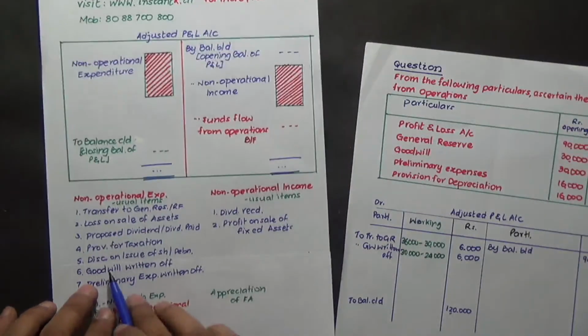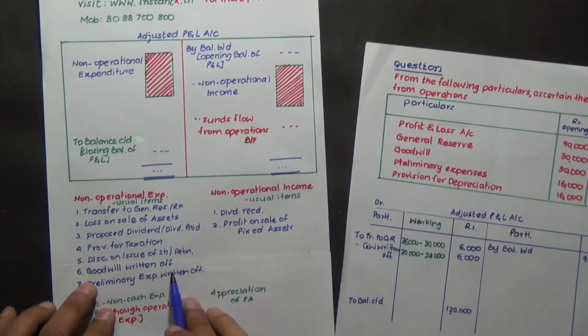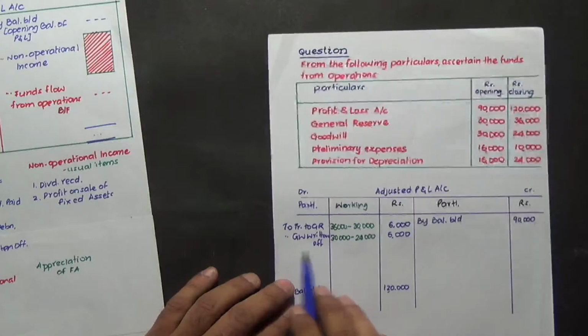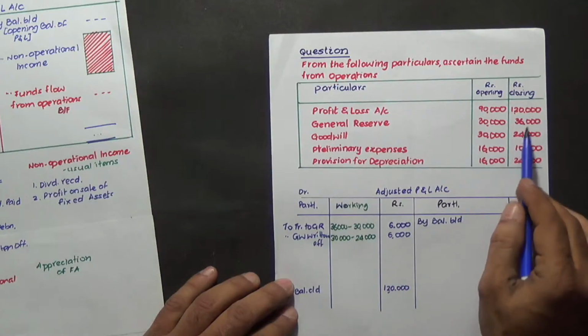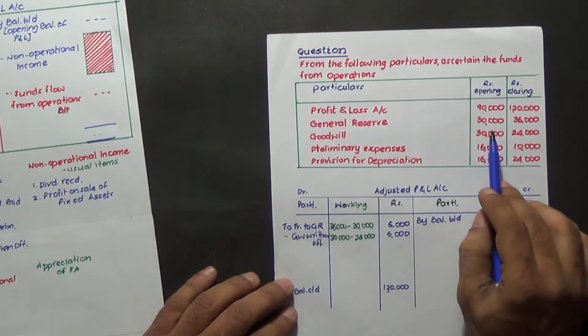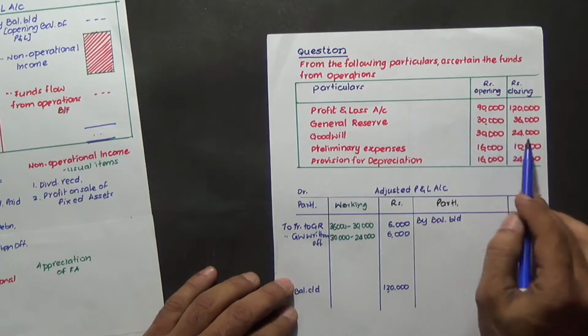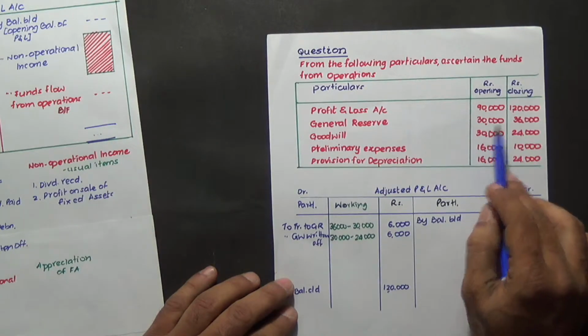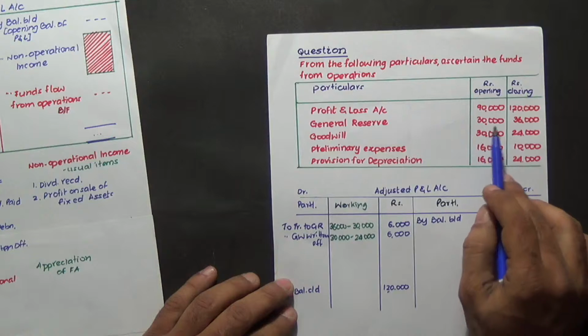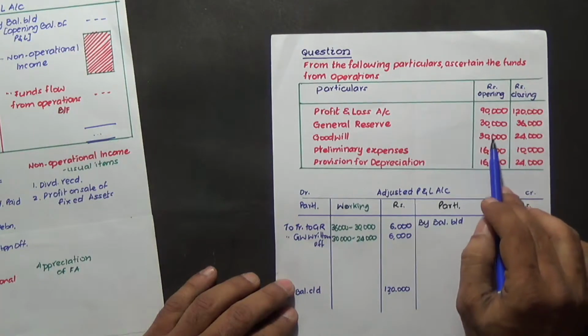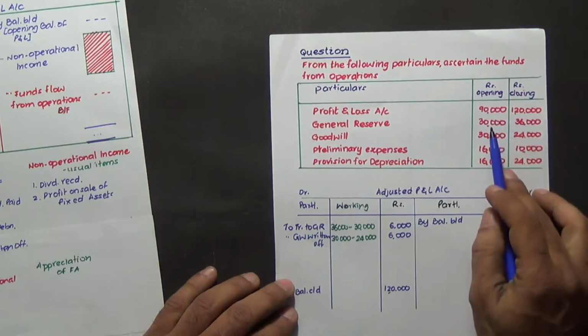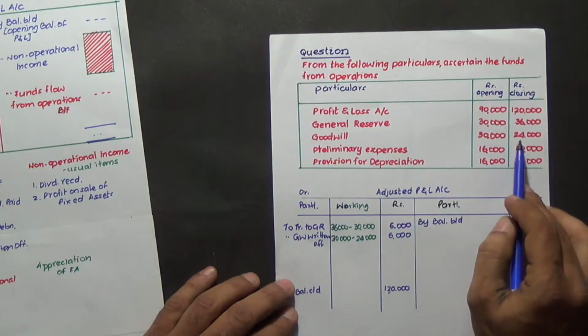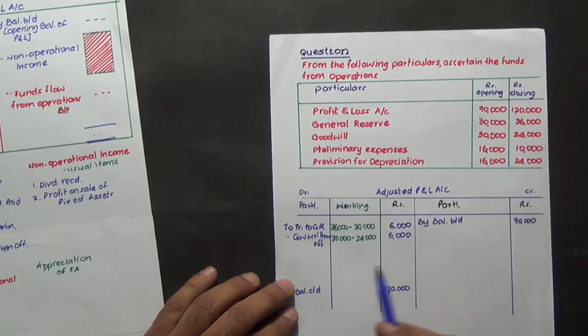This is goodwill written off. We have it here, goodwill written off. That is debited to P&L adjustment. That's exactly what we have done here. For general reserve, it is closing minus opening. For goodwill, it is opening minus closing. This one is an asset, a reduction in the value of an asset. That's why we did 30 minus 24. Here we did 36 minus 30. Here 30 minus 24 because it's an asset. Reduction in asset is a loss.